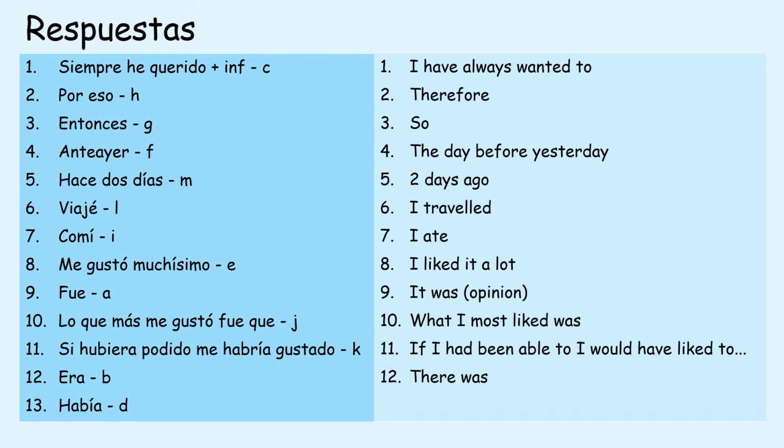Era, sorry, that is the wrong way around. Shocking. Era is it was. I apologize. When I'm describing things in the past. And había is there was. I am very sorry for that. Right, so make note of those.